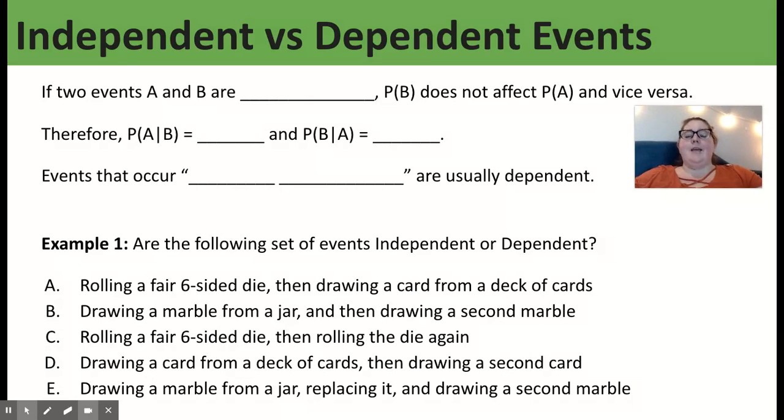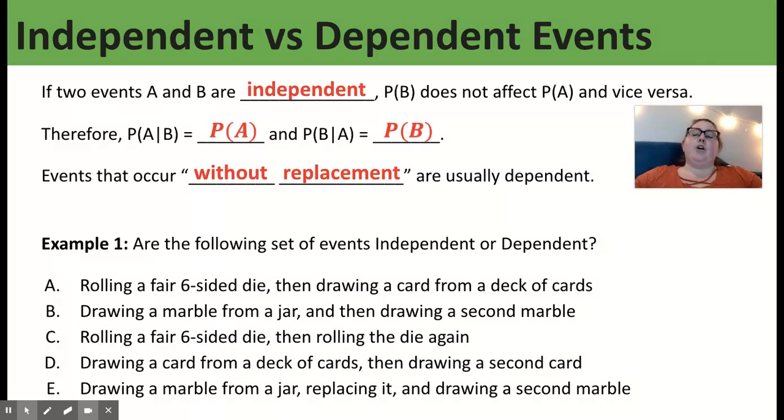If two events A and B are independent, that means the probability of B does not affect the probability of A. So that's when two events don't affect each other. Dependent would mean when the two events do affect each other. There's a lot of different reasons that either of those things could happen. I'm going to skip through some of this notation stuff because I'm not as worried about it.